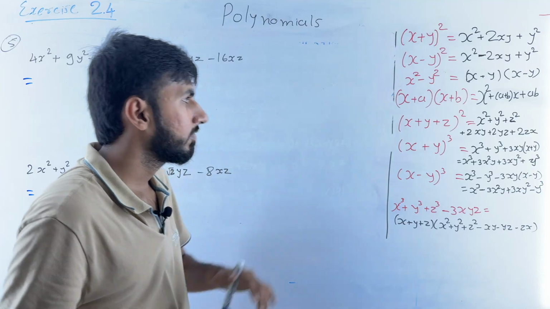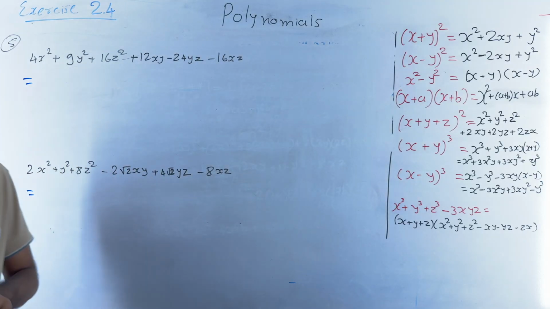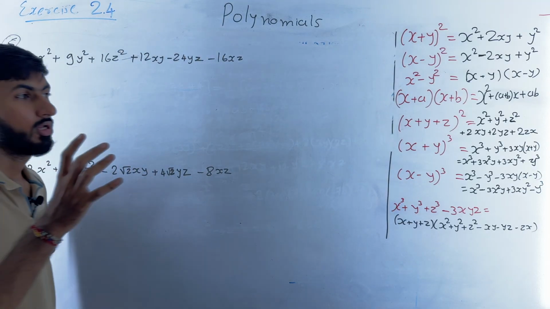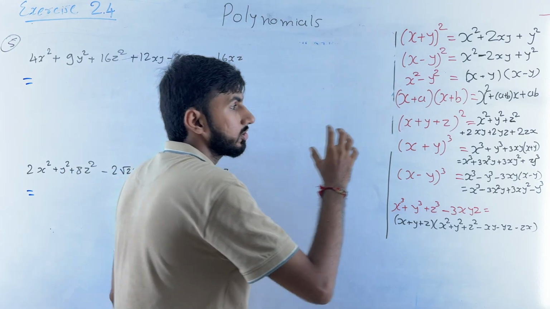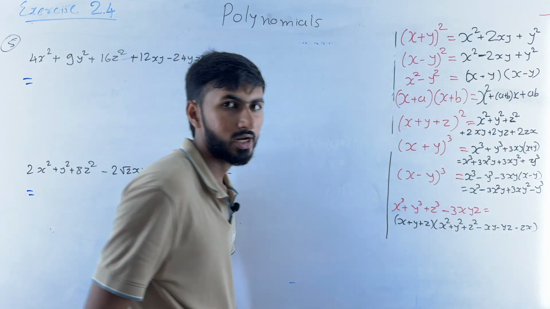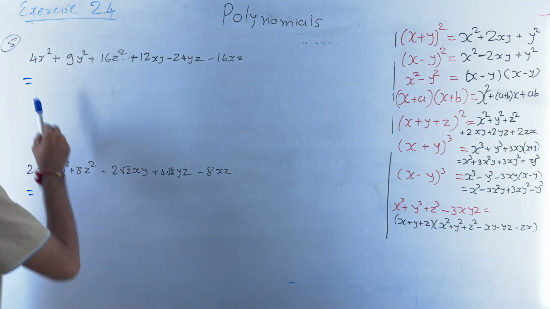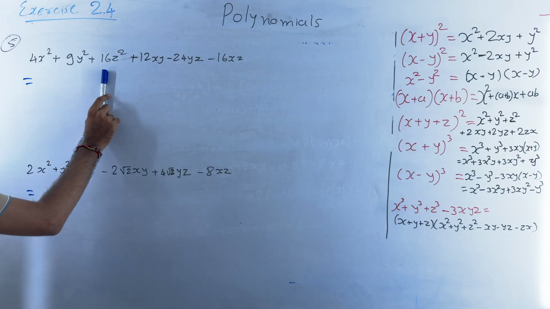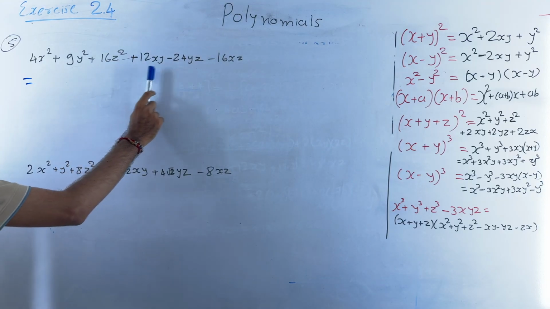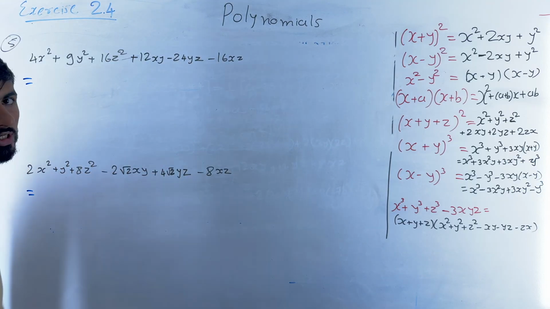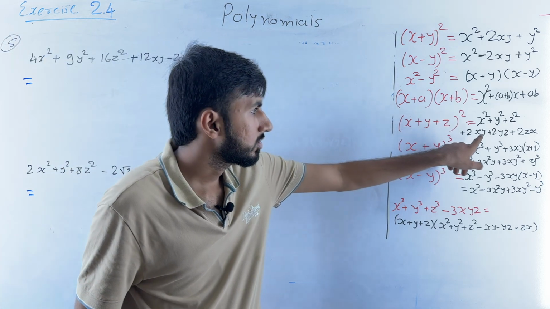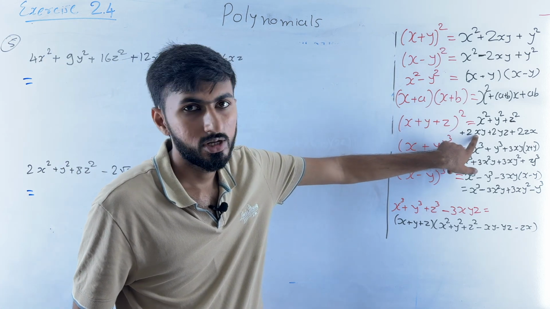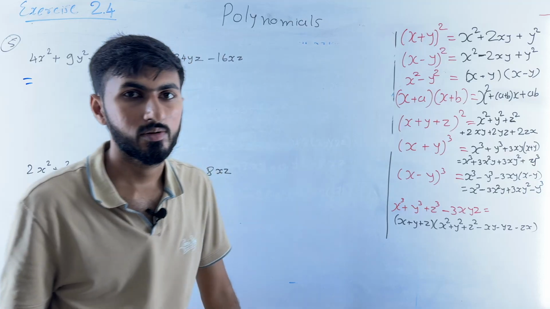So once you find which identity will go with your question, the second step is to make your question in the format of your identity, right? If you see here, I have 4x² + 9y² + 16z² + 12xy - 24yz - 16xz. I have to convert this question so that it looks like the identity. Then I can use this identity, right?